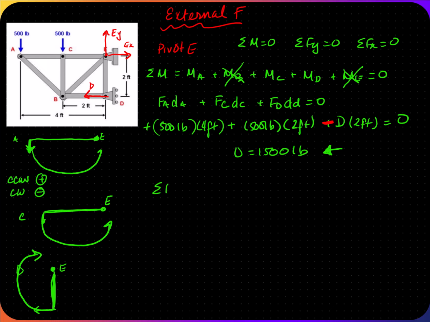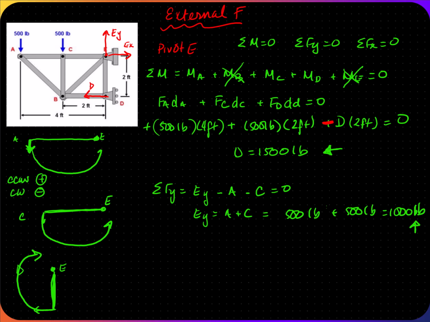Now I'm going to write a sum of Fy. EY is going up, so I'm going to make it positive. A is going down, so it's minus A. C is going down, it's minus C. This is equal to 0. So EY is going to be A plus C, which is 500 pounds plus 500 pounds, which equals 1,000 pounds. And our direction is correct because it came out positive, it's going up.